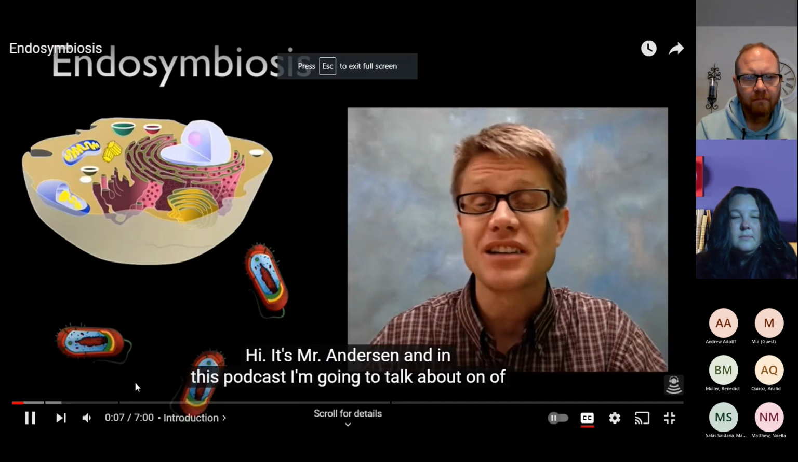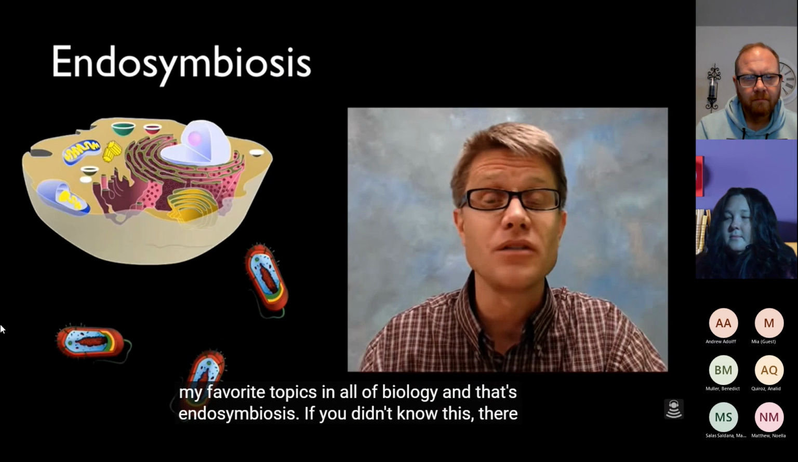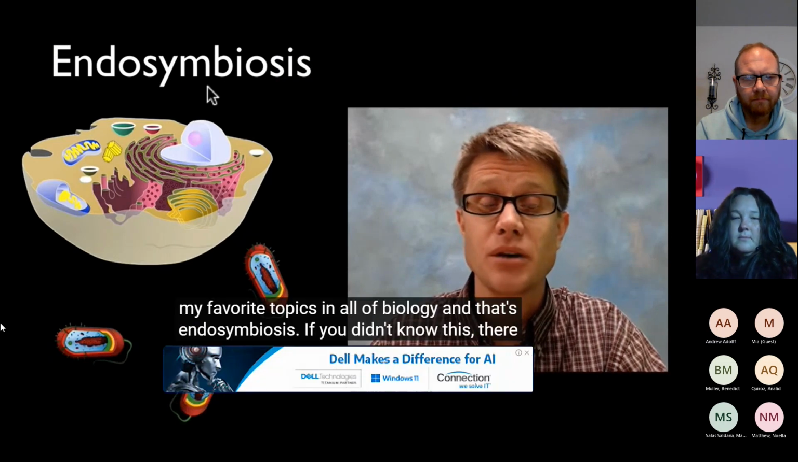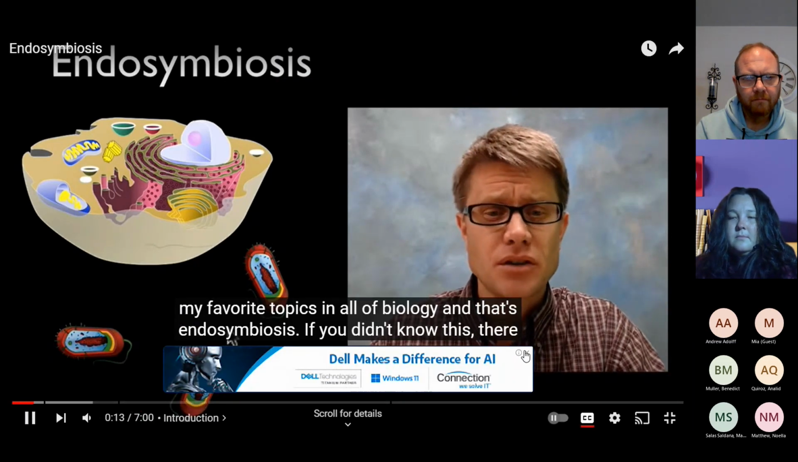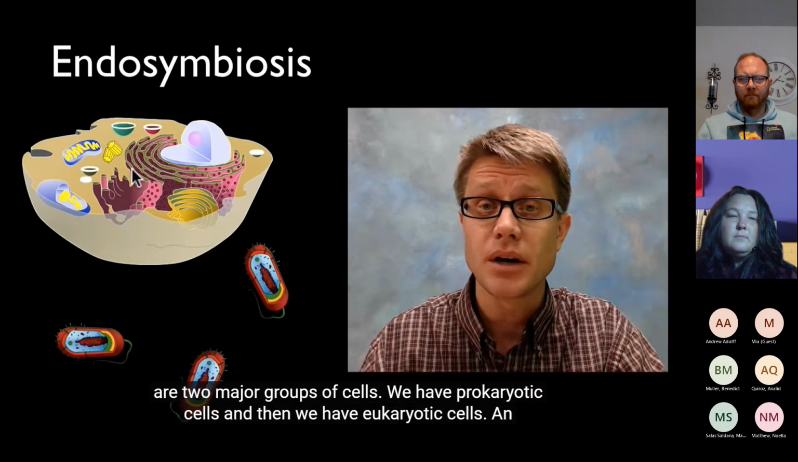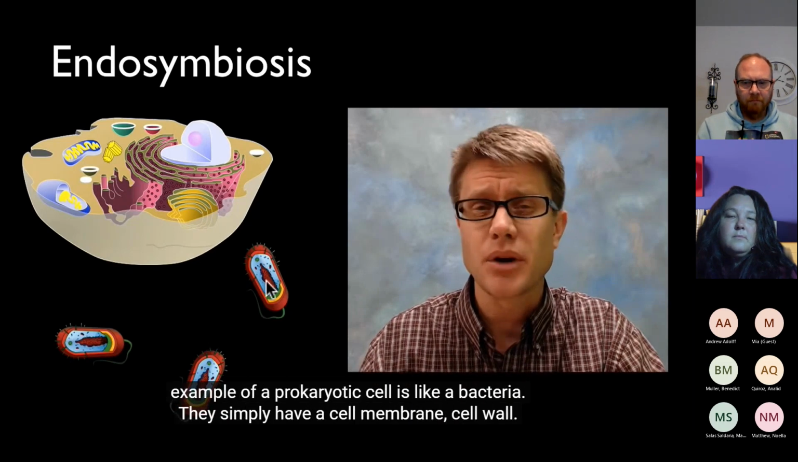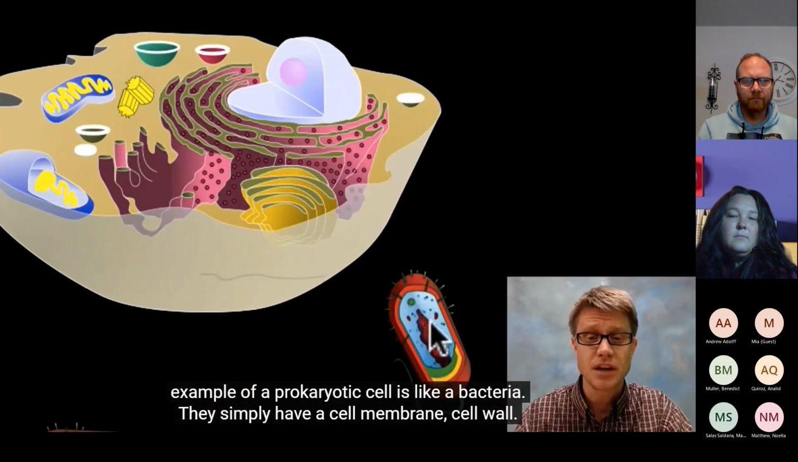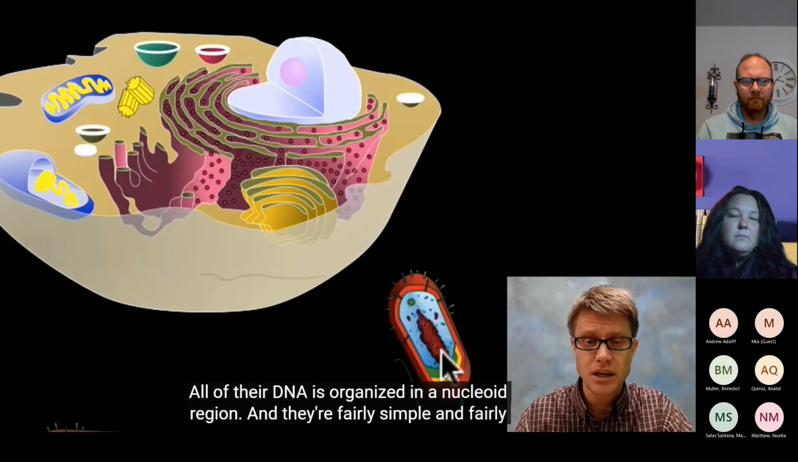Hi, it's Mr. Anderson, and in this podcast, I'm going to talk about one of my favorite topics in all of biology, and that's endosymbiosis. If you didn't know this, there are 2 major groups of cells. We have prokaryotic cells, and then we have eukaryotic cells. An example of a prokaryotic cell is like a bacteria. They simply have a cell membrane, cell wall. All of their DNA is organized in a nucleoid region, and they're fairly simple and fairly small.